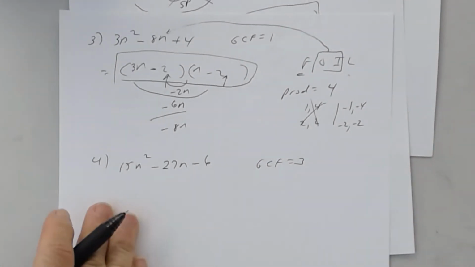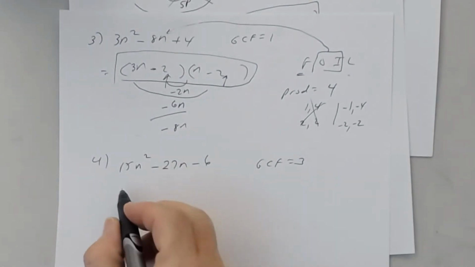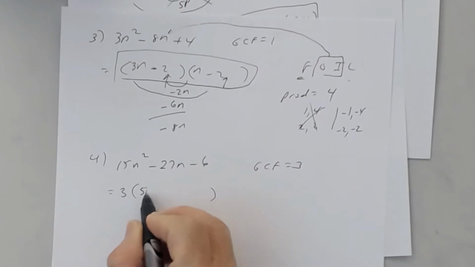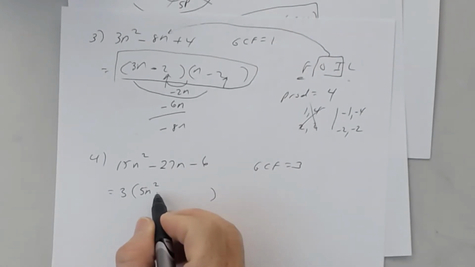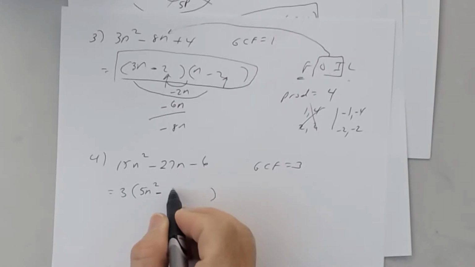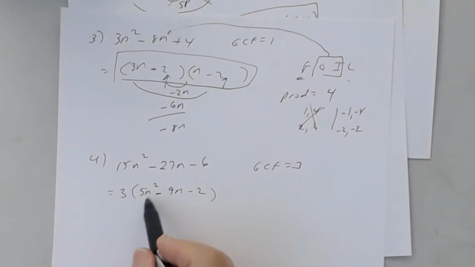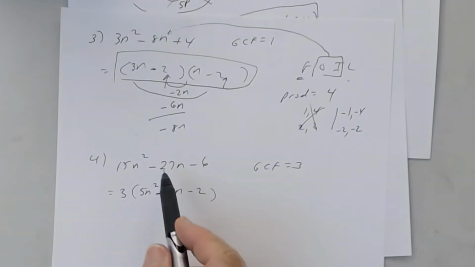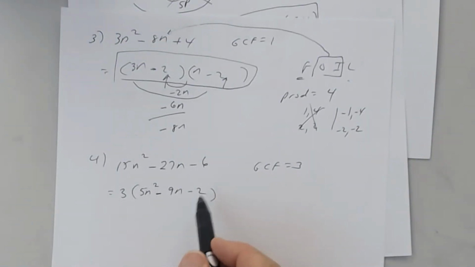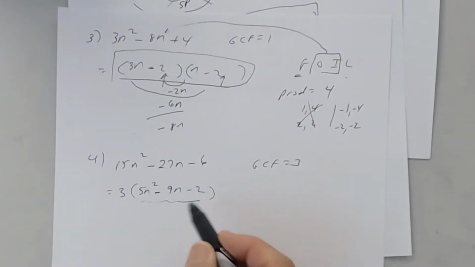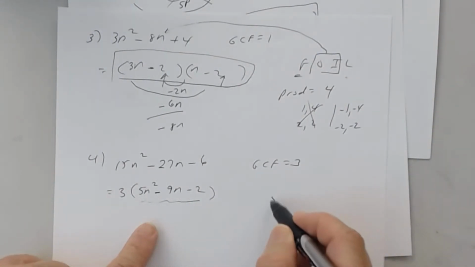So let's factor out the 3. So we get 3 times what? 5n squared. What else? Minus 9n minus 2. And always check yourself. 3 times 5n is 15n squared. 3 times a negative 9n is a negative 27n. 3 times a negative 2 is a negative 6. Now I'm going to go off to the side. I'm going to try and factor this trinomial.